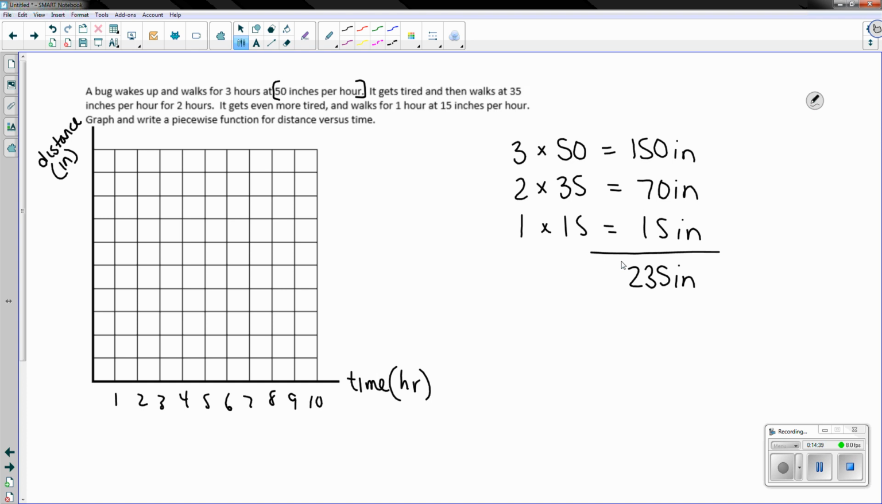So we just want to make sure that when we're writing the labels for each line or each tick mark on our vertical axis, that we're going to be able to cover that total distance. So there's 10 tick marks, so I'm going to count by 25s.